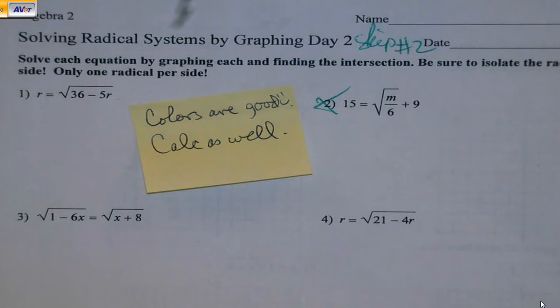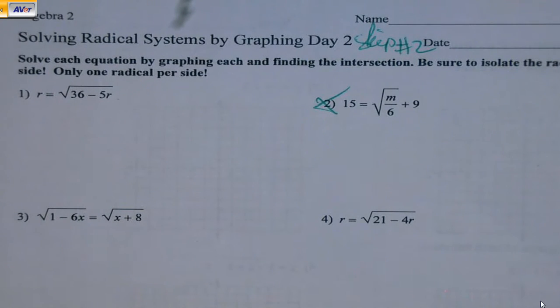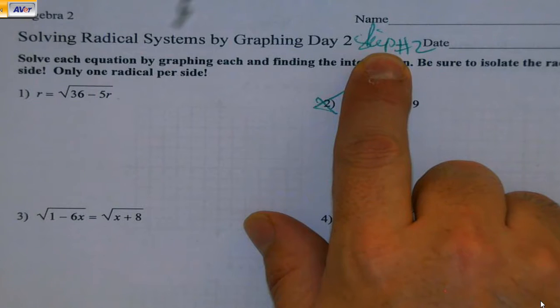So as we've got in here, colors are good. So if you need some, again, they're up here towards the front. Calculator as well, and here's why that's the case. And again, notice up here with our direction, we are going to skip number 2.